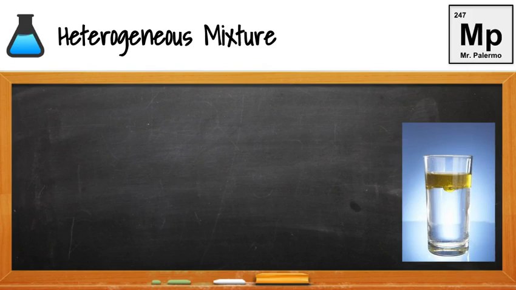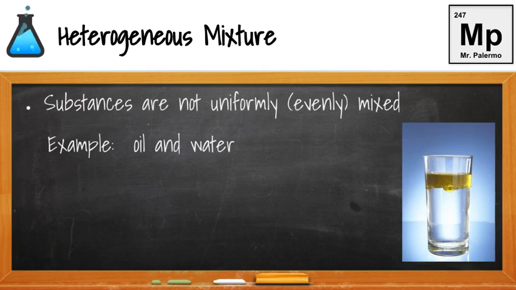A heterogeneous mixture is when the substances are not uniformly or evenly mixed or spread out. So a great example would be oil and water. Okay, it's not a compound. We have 2 different substances that are in the same space at the same time, but they're not chemically combined. And you can see that it's not uniformly or evenly spread out. We have the oil up top and the water on the bottom. So this is a heterogeneous mixture.